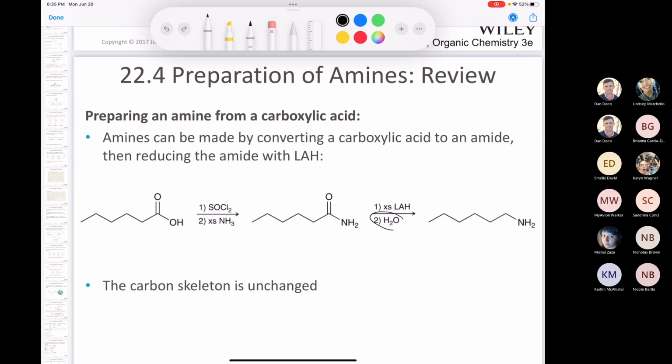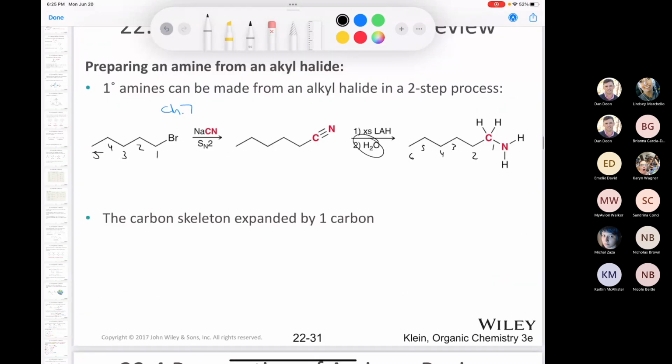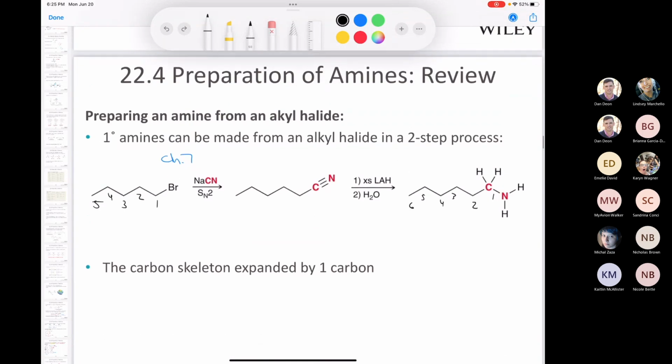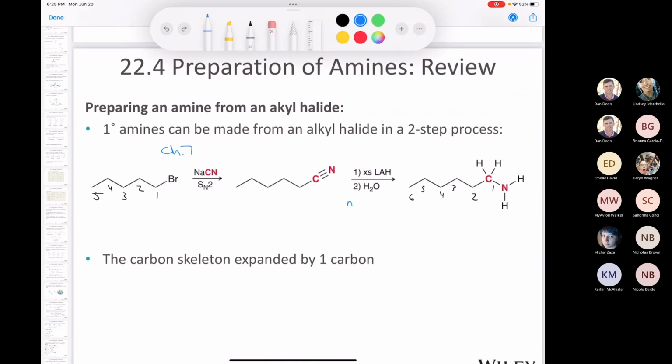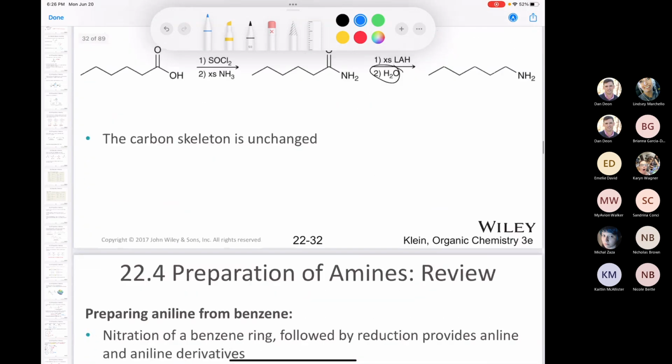Notice that the second step is water here, and the second step was water there. It can't be acid, so we won't put H3O plus in this case, because if you did that, you'd end up with the ammonium ion. You don't want that. So that's another thing that we saw.